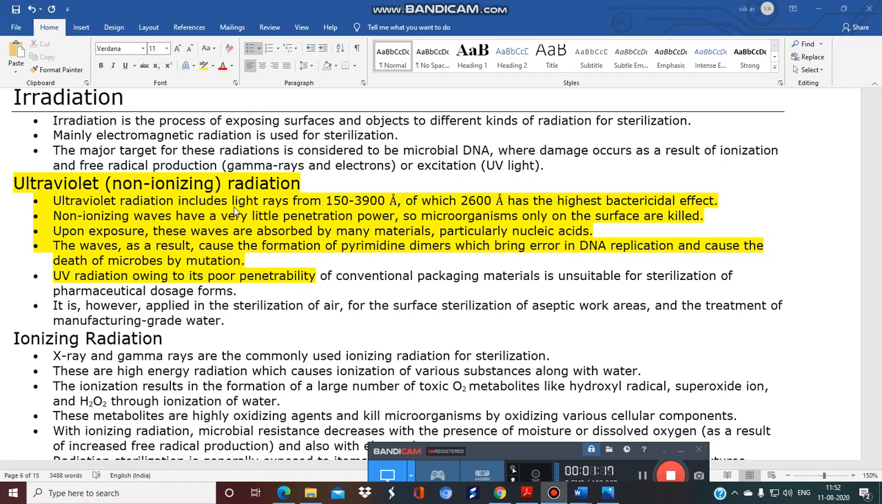UV radiation includes different light rays ranging from 150 to 3900 angstrom. See, this has a different range in different units. If you are able to remember the nanometer, you can write the nanometer wavelength. If you are able to remember the angstrom unit, you will write the angstrom unit. Around 2600 angstrom has the highest bactericidal effect.